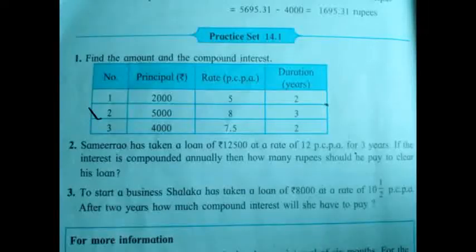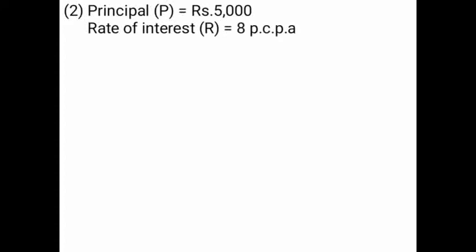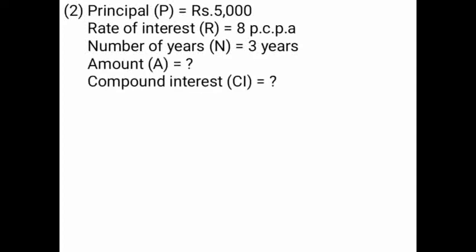Next, principal is given rupees 5000, rate of interest is given 8 percent per annum, duration is given 3 years. Principal, rate of interest and duration in years, whatever is given, you have to write it again. Principal P is equal to rupees 5000, rate of interest R is equal to 8 percent per annum, number of years N is equal to 3 years. You have to find amount and compound interest.